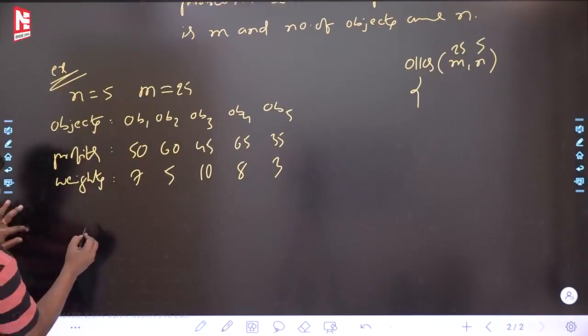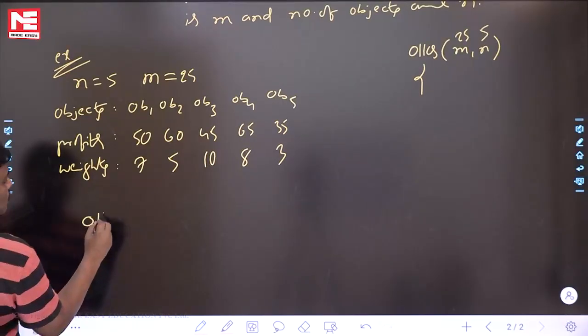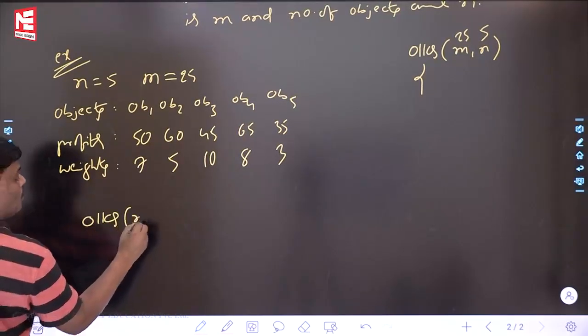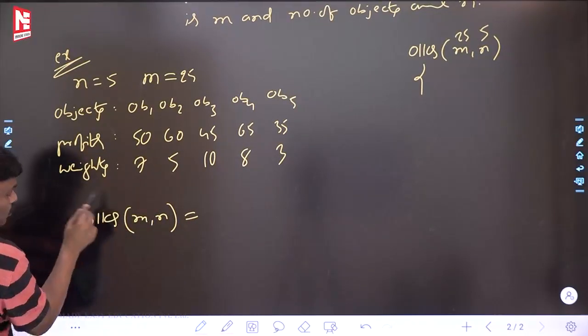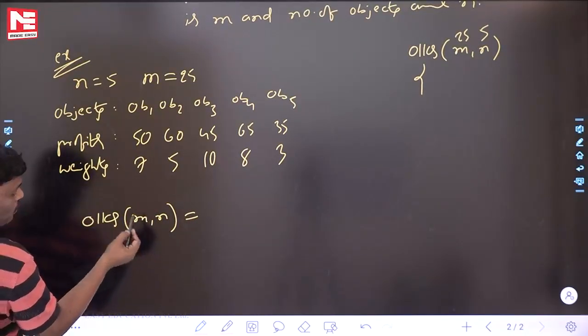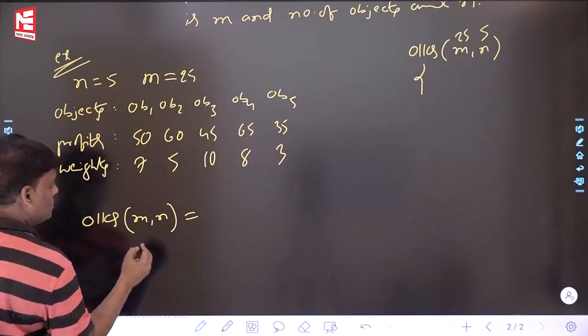You only say when this problem terminates, the termination condition. See the termination condition. It is very simple. Listen once. 0/1 knapsack of m comma n. What is the maximum profit you will get in 0/1 knapsack, where the capacity of the knapsack is m and the number of objects is n?